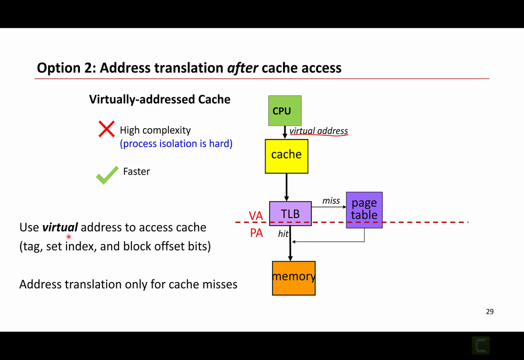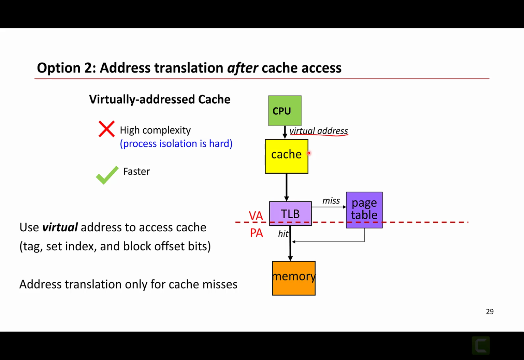So the next time I have to access the same address, I would be able to go and find it using the virtual address. I don't need the physical address to find it because I kept it with its virtual address tag, not the physical address tag. And so this is beautiful because now if there is a cache hit, I don't have to do the address translation at all, because the CPU generates the virtual address, you go and access the cache, and you're done.